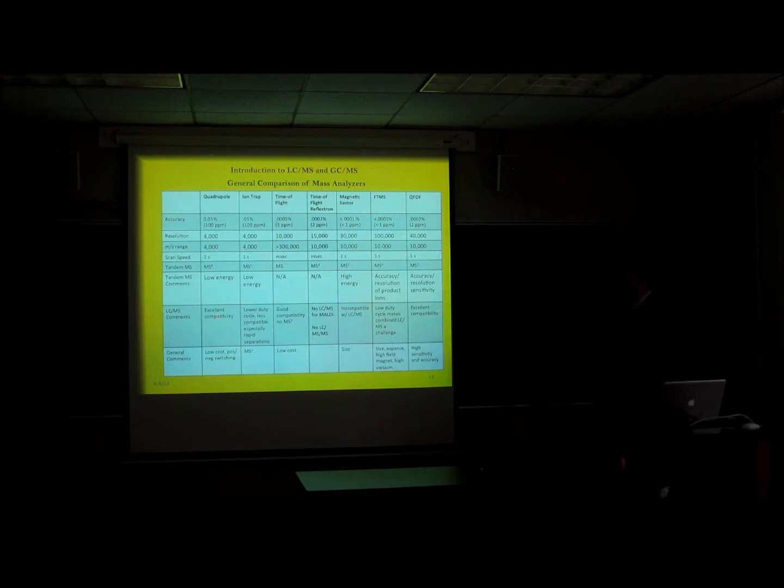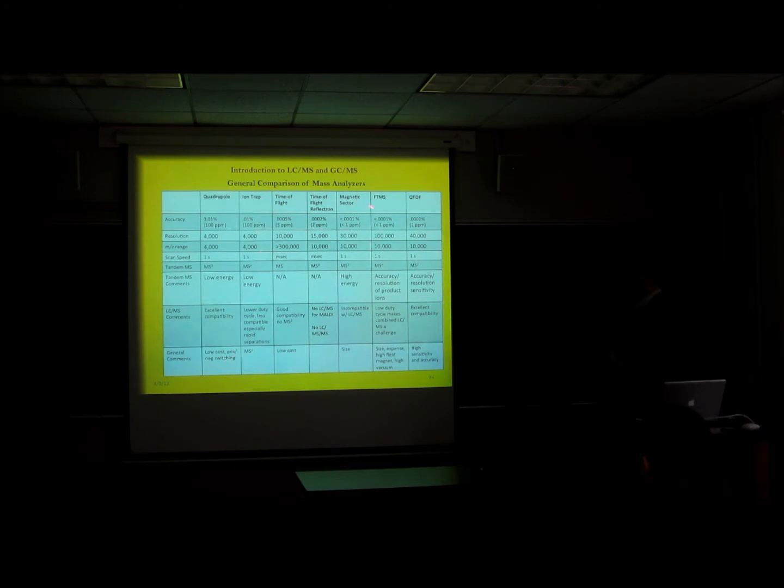It has a high duty cycle. It's compatible with very sharp peaks. And it also has a wide dynamic range for detection. So quadrupoles are very linear mass analyzers over a wide dynamic range, making them very compatible for doing LCMS and for doing quantitation.